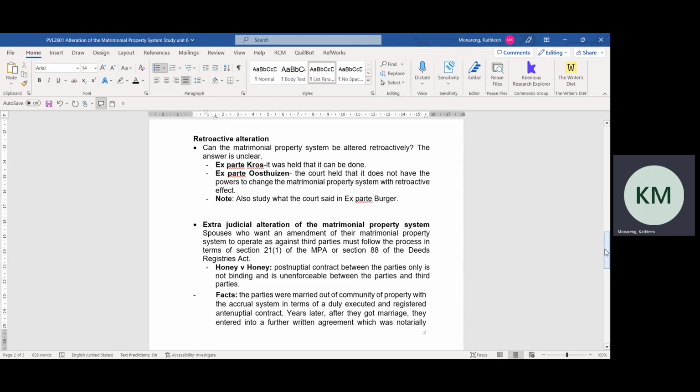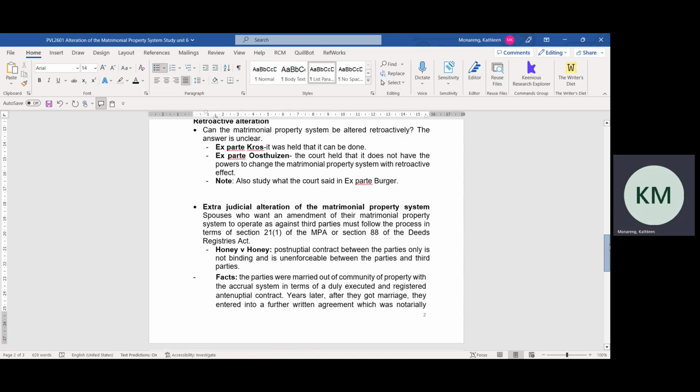Although informal antenuptial contracts are binding on the parties themselves, they are not binding on third parties. So Section 88 of the Deeds Registries Act gives them the power to make sure that the informal antenuptial contract is formalized, registered at the deeds office, and becomes binding on third parties. And then Section 21, subsection 1 of the Matrimonial Property Act is when spouses who, for example, got married in community of property now request permission from the High Court to change from in community of property to out of community of property. Students, it is very important that you know the difference between these two provisions.